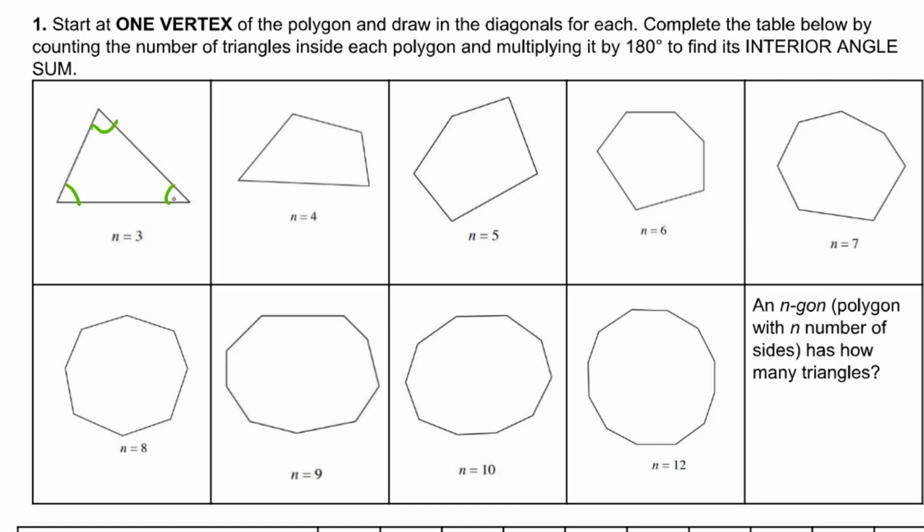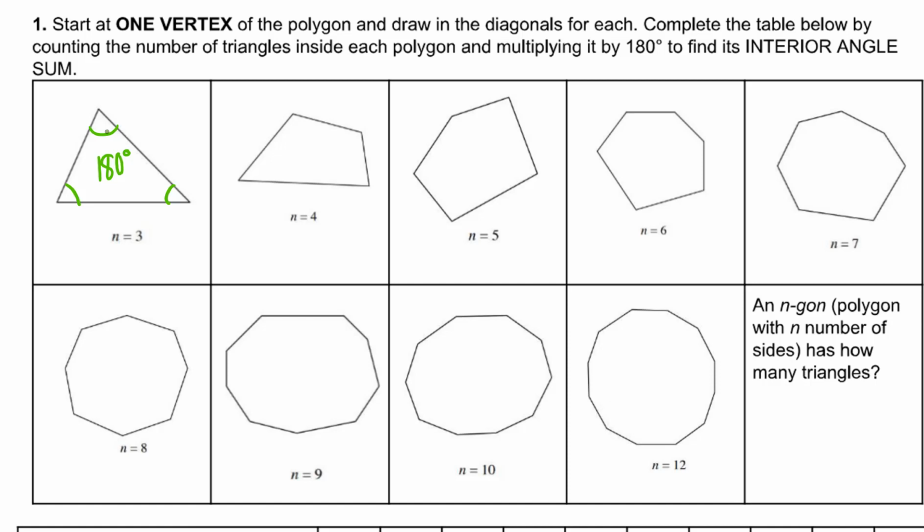You may remember this neat little thing called the triangle sum theorem. What do all three of these angles add up to? That's right, 180 degrees. Every triangle, its interior angles have a sum of 180 degrees.